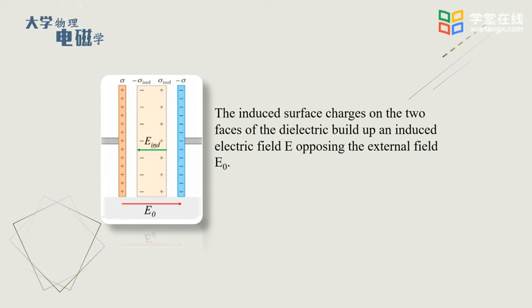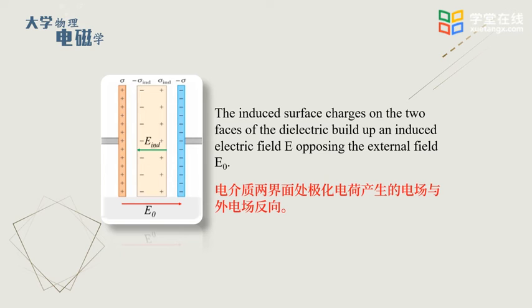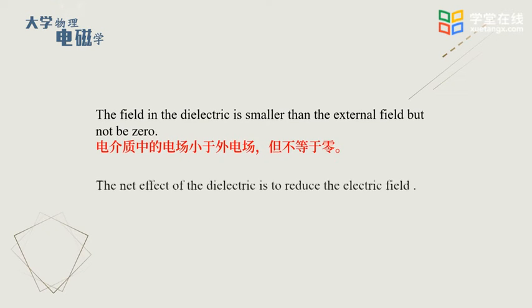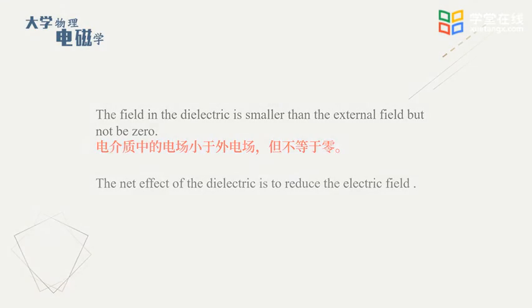The induced surface charges on the two faces of the dielectric build up an induced electric field E opposing the external field E0. Therefore, the field in the dielectric is smaller than the external field, but not zero, since the magnitude of the induced field is smaller than that of the external field. So the net effect of the dielectric is to reduce the electric field.